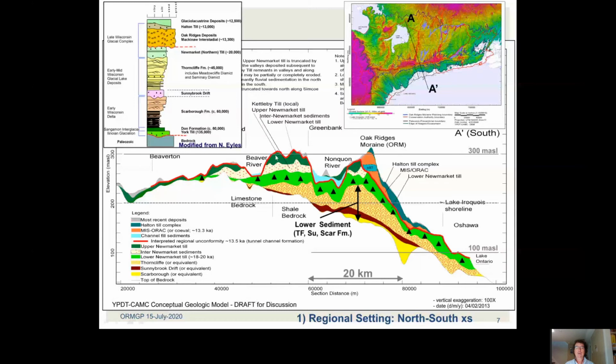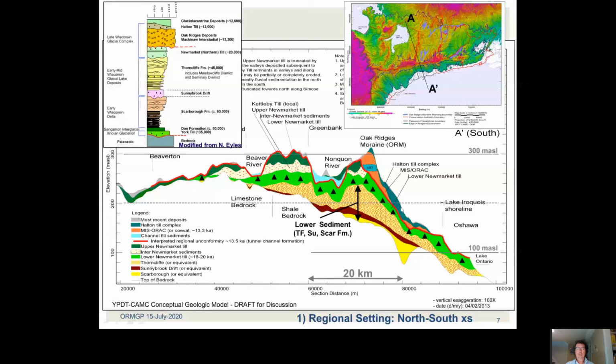So to the north of the moraine, we're largely looking at Newmarket Till. To the south of the moraine, and the moraine being in here, this orange is Oak Ridges Moraine deposits, we have mainly Halton Till. I'll get into the extent of that a little bit later, but for the most part, we're looking at flanking till deposits on the moraine.